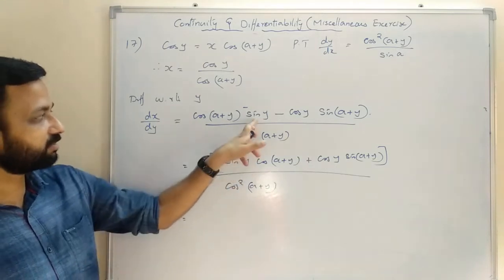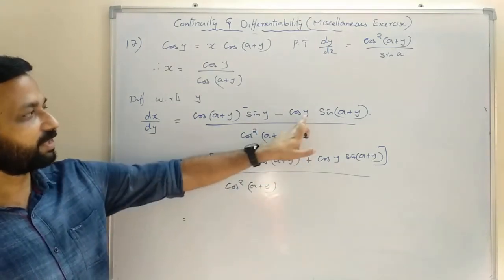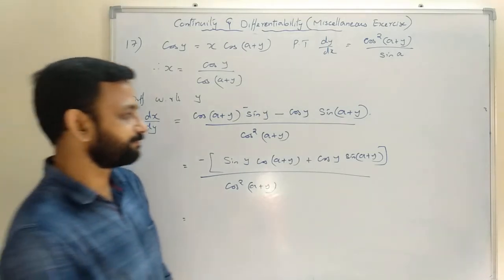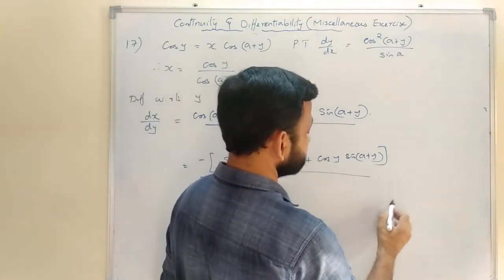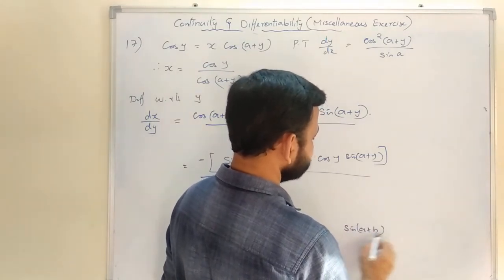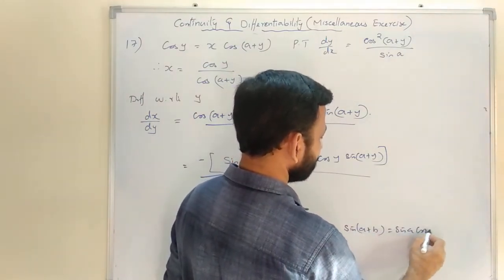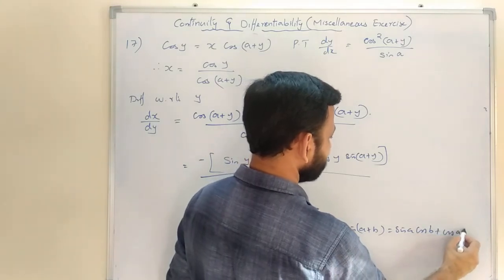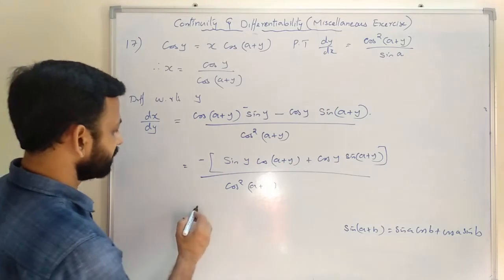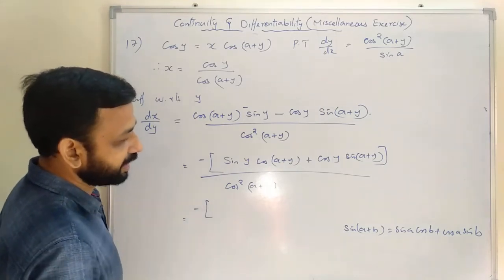Now we can use that formula, same expression, just taking negative outside. When we take negative outside, sin y cos a plus y plus cos y sin a plus y. Then sin a plus b is equal to sin a cos b plus cos a sin b. So when we use that formula here, that is minus of sin a plus b.